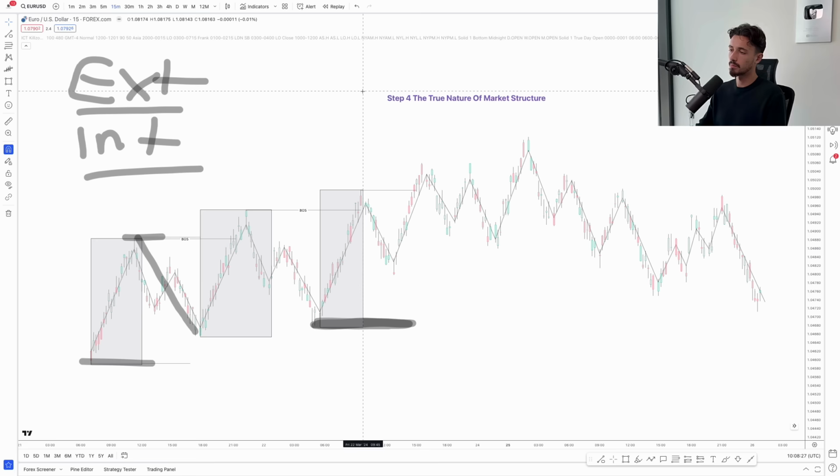We would be expecting price to trade higher, right? Great. So where is our swing low? Where is our new swing low? It's the lowest point before price breaks back to the upside, which is right here.